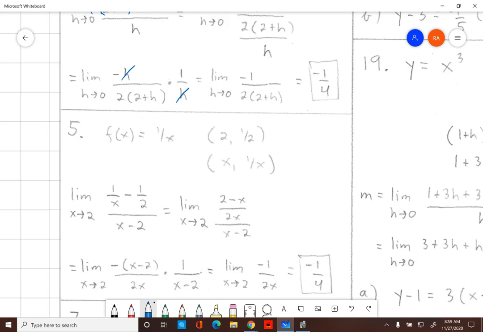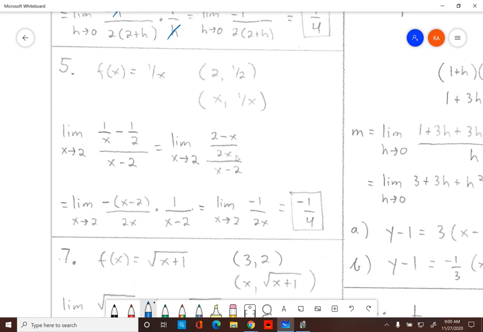Okay, so that's something we've been doing since the last unit. This is the new definition of the derivative, so two different ways to look at it. So in this case, I'm going to plug in 2 into the equation, get 1/2 again, and plug in x to get 1 over x. And I'm still going to do y2 minus y1 over x2 minus x1, only now I'm going to do the limit as x approaches 2.